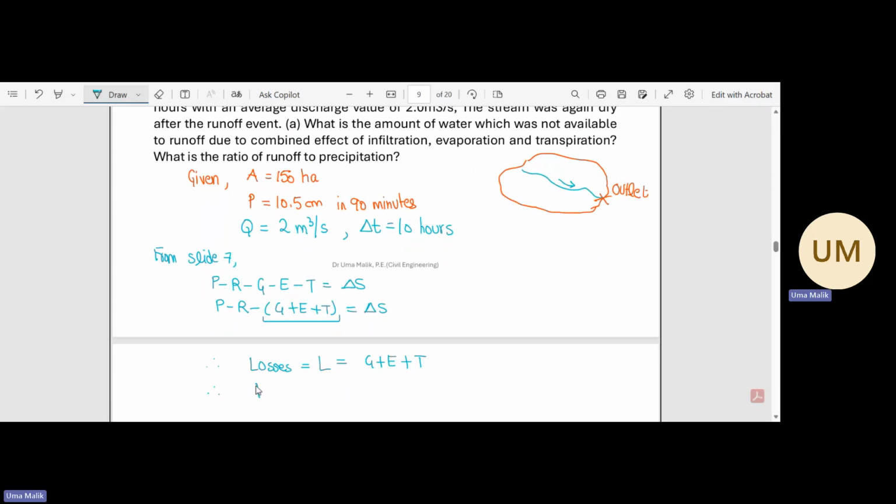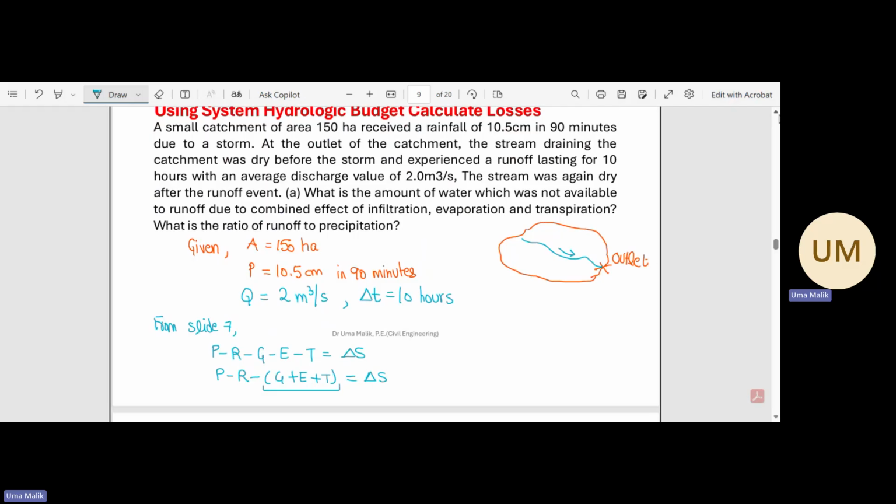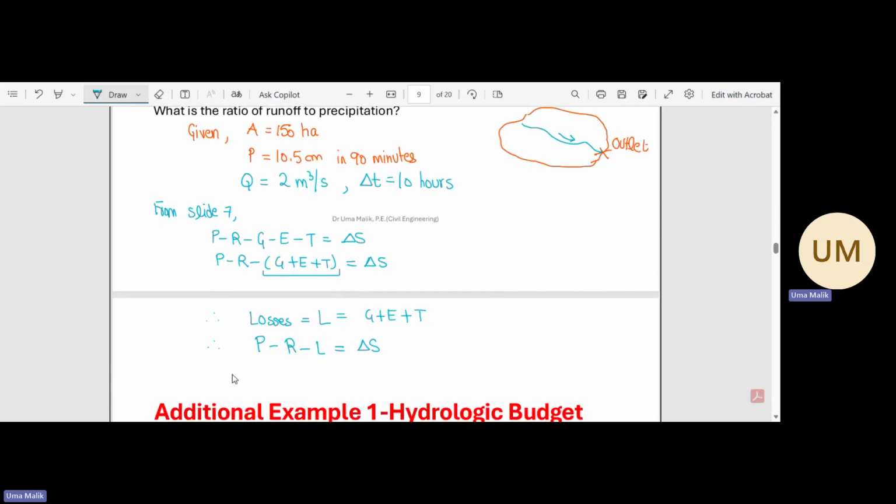Therefore, I can rewrite my equation as P minus R minus L is equal to delta S. I can also see from the statement that the stream was dry before the rain started, and after 10 hours, after runoff was over, the stream was again dry. So I can conclude from the given statement that delta S is equal to 0. Therefore, P minus R minus L is equal to 0.